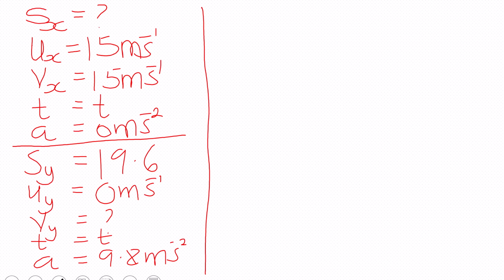So in here we can now use the third equation of motion, which is v squared is equal to u squared plus 2as. And you realize that when we do that, we are looking for the final velocity v in the y direction, because we said for us to find the angle we need the final velocity in the y and in the x.